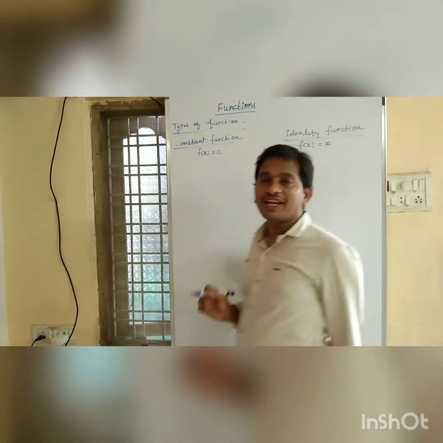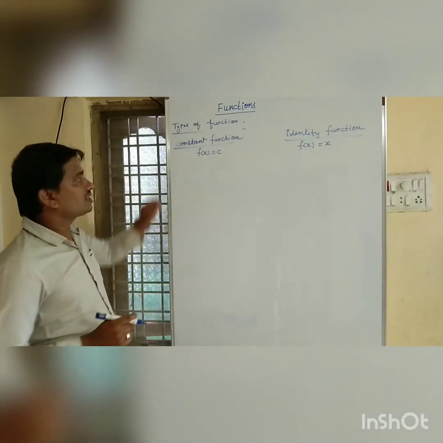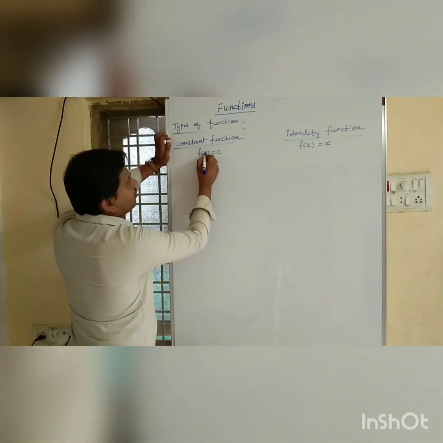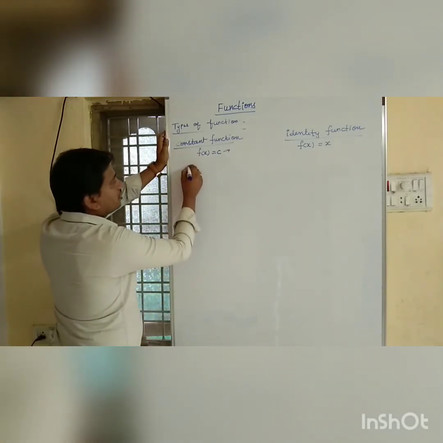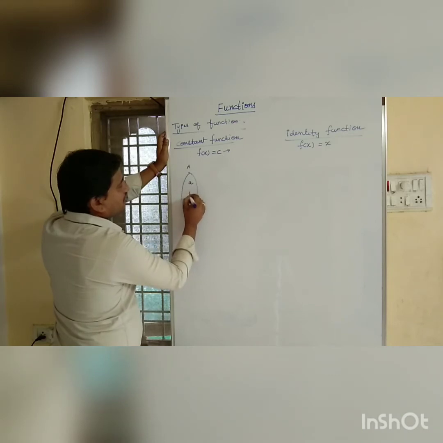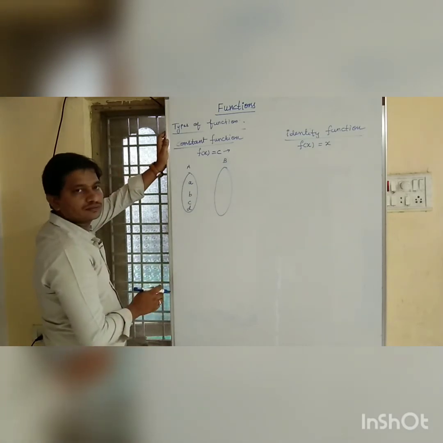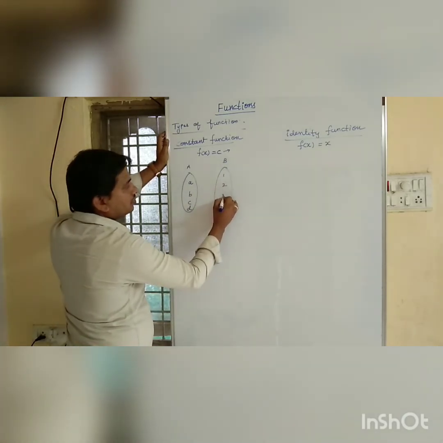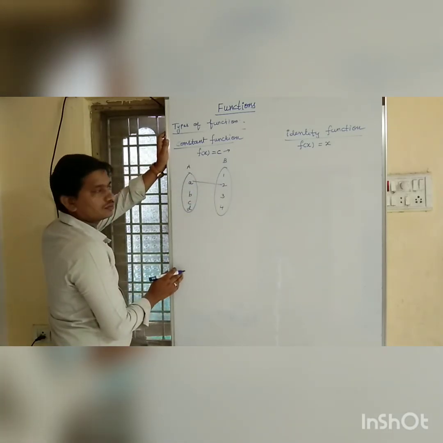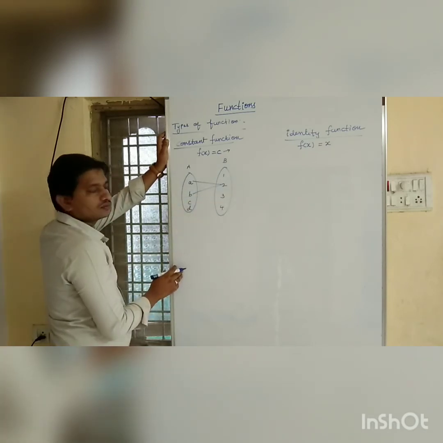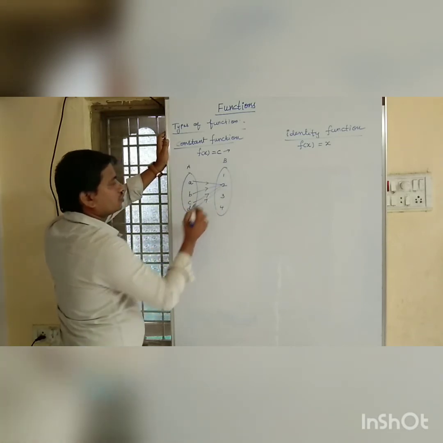Now children, what do you mean by constant function and what do you mean by identity function? So for example, see children, what is the constant function? I mean f of x is equal to c. Here c is called a constant. Consider a set A, that is A, B, C, D, and set B is equal to 1, 2, 3, 4. A is mapping with 2, as well as B is also mapping with 2. C is also mapping with 2 and D is also mapping with 2.